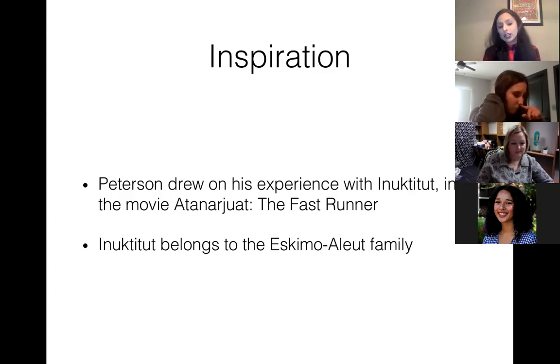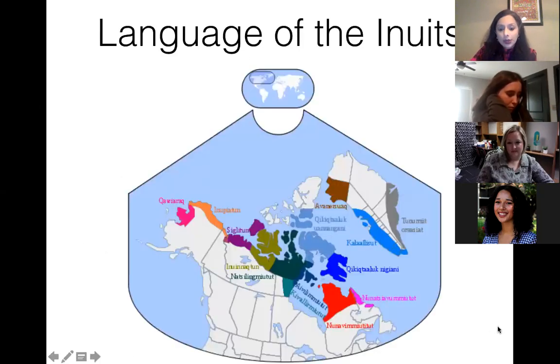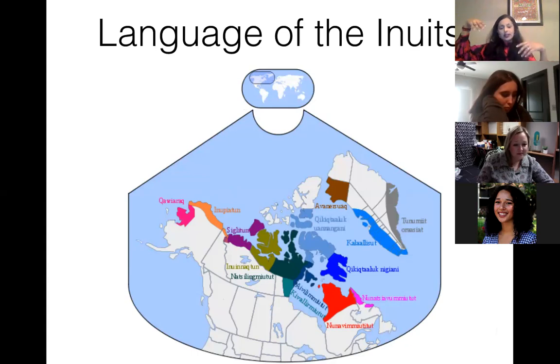And he actually drew on his own experience with creating a language for the movie called Atanarjuat, the Fast Runner, which is basically a movie based in Alaska, and it draws inspiration from the Inuktitut family of languages. So here is the area where Inuktitut languages are spoken. As you can see, North America, but past Canada, and parts of Canada, parts of Greenland, and parts of like Antarctica.